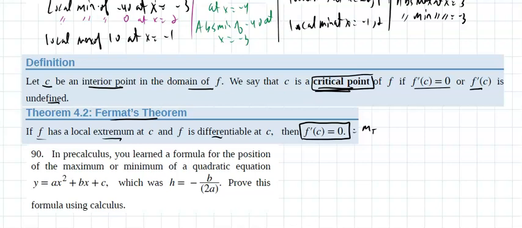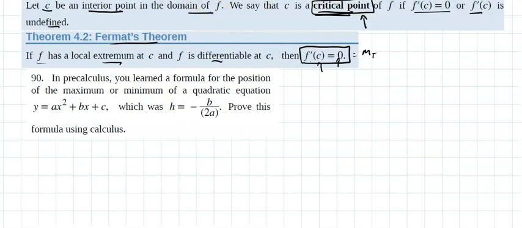Algebraically, the way we're going to show this, we're going to take a derivative and set it equal to 0 to figure out what those c's are. So we find critical numbers, and we check based on those critical numbers whether we have a local maximum or local minimum, and we'll elaborate on that in a minute.